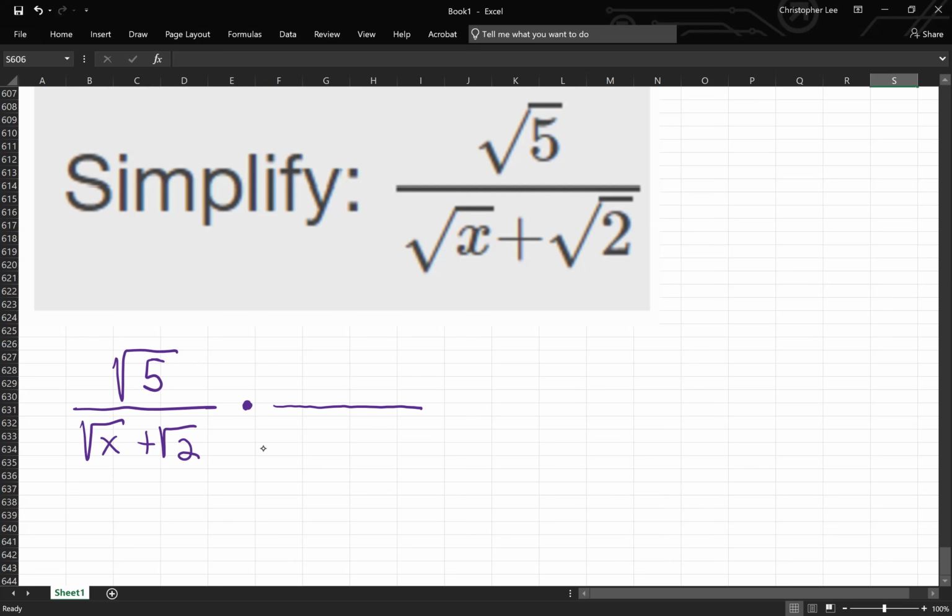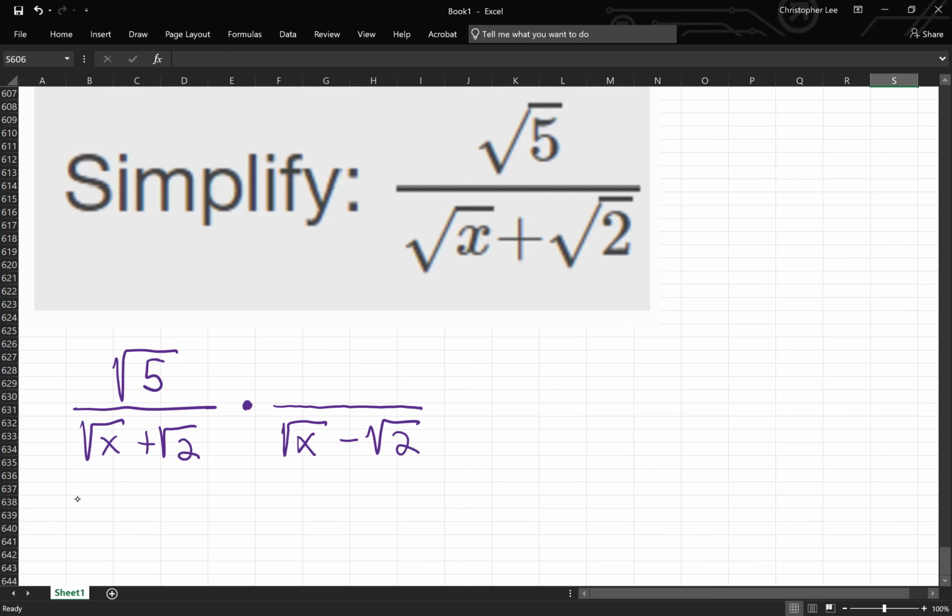It's the same thing, but with a minus sign. So square root, what? Not two, square root this one. All right, so square root x. And what's the sign? Minus. And then what? Square root of what? Two. That's it. Right? Same thing. Copy and paste.